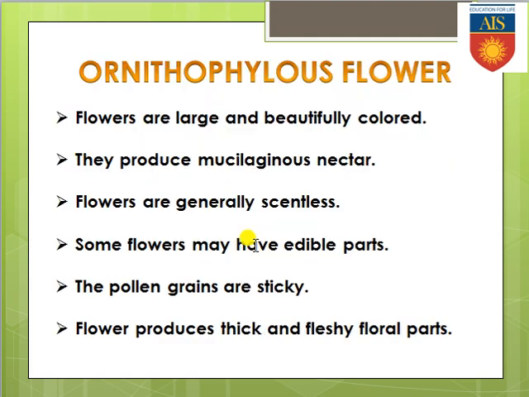Going to the next slide, in the next slide we can see the flowers which are pollinated by the help of ornitho, that means birds. So these flowers are known as ornithophilous flowers, and the process of pollination is known as ornithophily. Here the flowers are large and beautifully colored. Why? Because if the flower size is not large, obviously it can't attract the birds who are flying from high, and it is beautifully colored also for attracting the birds.